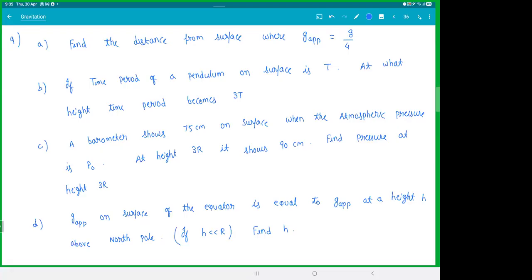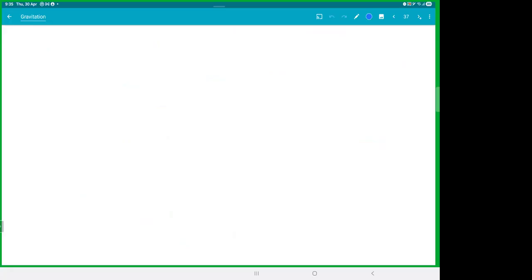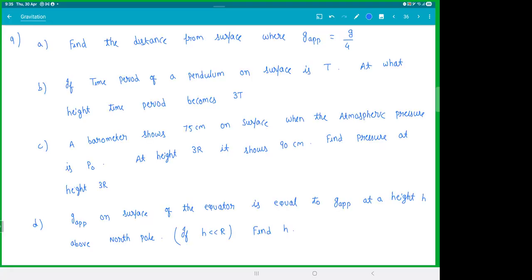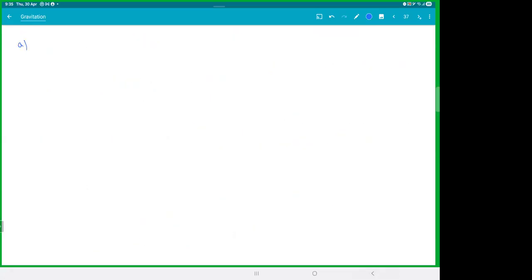The first one, find the distance from the surface where G apparent is G by 4. There are two answers. You have to be careful with that. He didn't say height. He didn't say depth. He simply said, find the distance from the surface. And there are two answers. It can be above the Earth's surface or it can be into the ground.